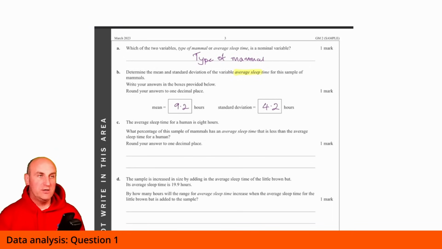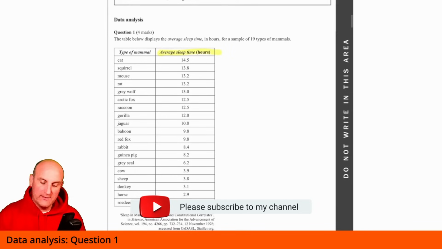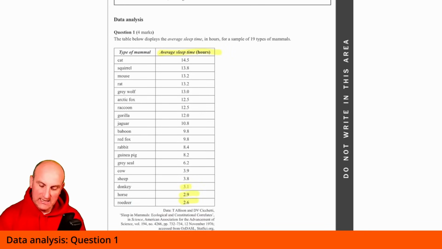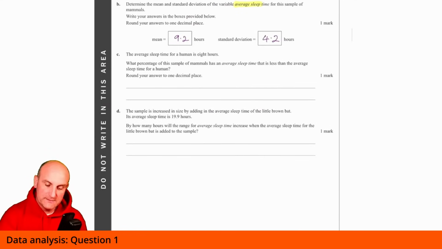The average sleep time for a human is 8 hours. What percentage of this sample of mammals has an average sleep time that is less than the average sleep time, so less than 8 hours? So I'm going to go back to my table and I'm going to highlight all the values that are less than 8 hours. Now the nice thing here is it was actually in numerical order. So we've got 1, 2, 3, 4, 5, 6. So I'm now going to do 6.